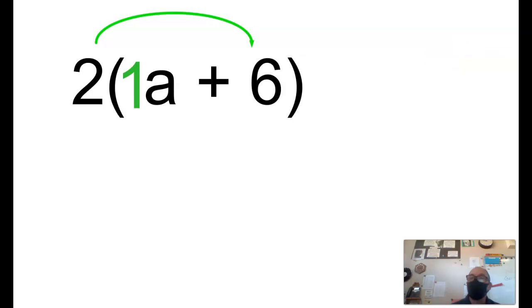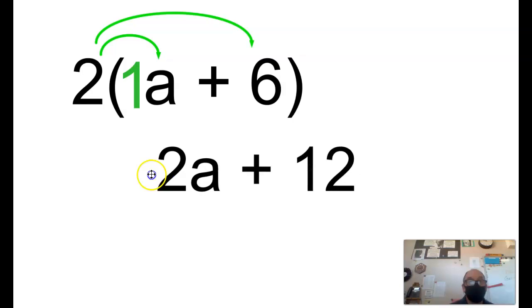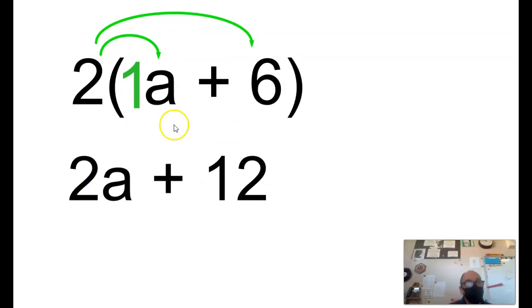And so what I'm going to end up doing, and these are invisible, but this is the thinking that you're doing, I got to multiply the 2 times the A, times 1 apple. That'll give me 2 apples. And I got $6 in each bag. That would give me a total of $12. And this is all that we're doing. We're seeing what this equals.